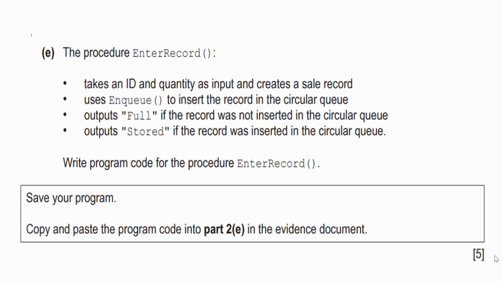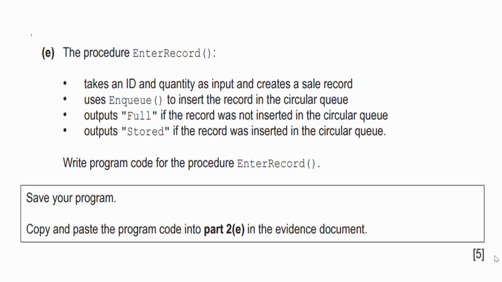So we're not taking it as a parameter inside this enter record procedure. We're actually going to do some taking user input. It uses enqueue to insert the record in the circular queue, which is what we did. We just wrote that function earlier. Outputs full if the record was not inserted in the circular queue. Output stored if the record was inserted in the circular queue.